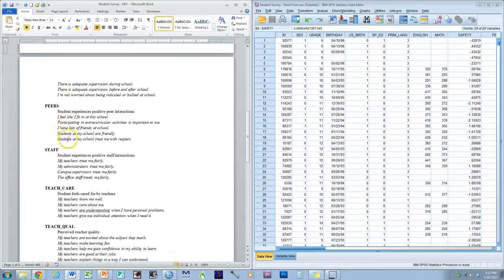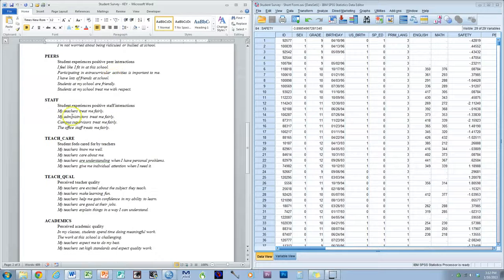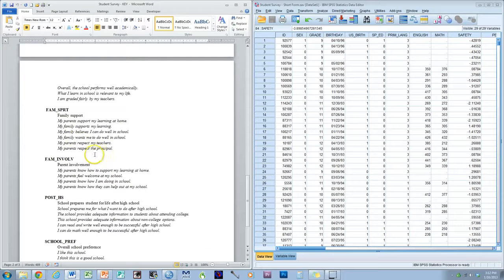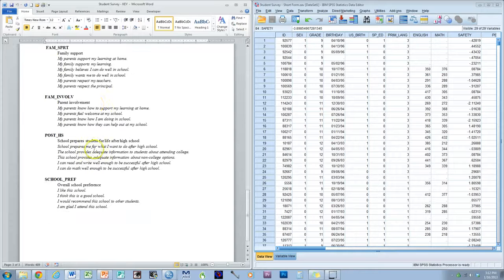And these are similar. So peers, how well they feel like they fit in with their peers and how they get along with their friends. Same thing with the staff. So you can read these yourself. I won't read them all to you on the video. But all these are different, basically composite survey responses.